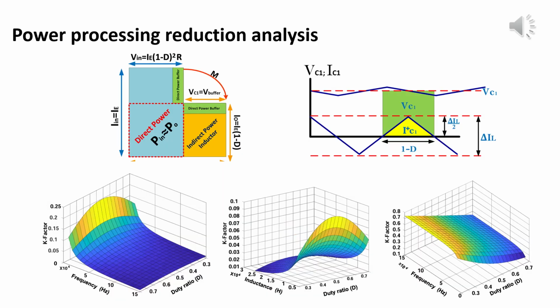Additionally, an analysis of the partial power processing in the buffer element was carried out, which directly increases the overall efficiency of the system. This analysis was performed using Volt-Ampere (VA) area modeling, allowing the identification of the operating regions as a function of the duty cycle, which contributes to improving the design of the converter.